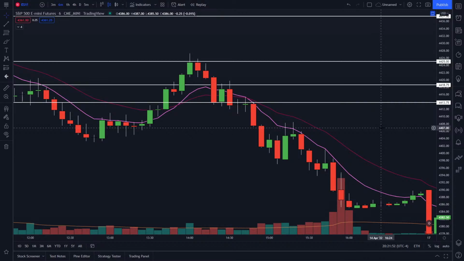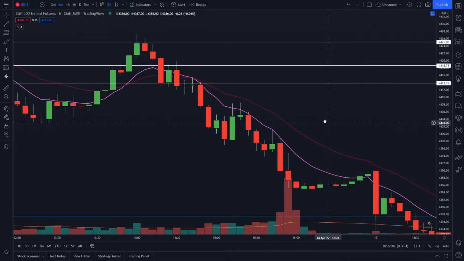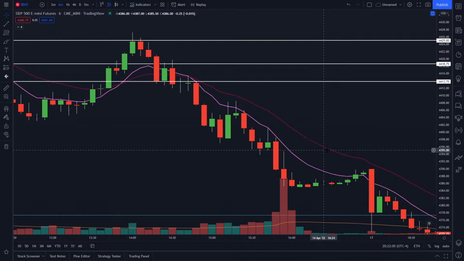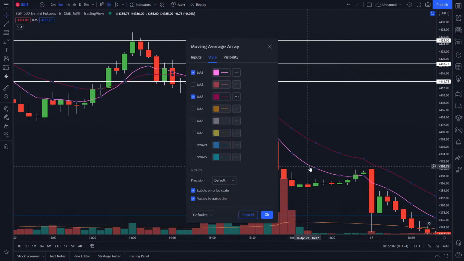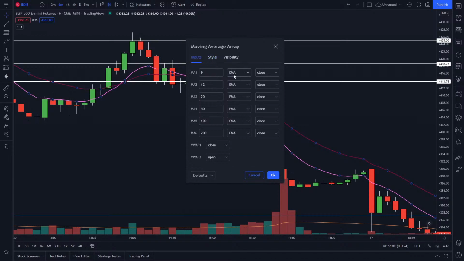I want to open up real quick if anybody has any questions. I'm going to switch over to YouTube real quick and see what are my settings on the EMA line. It's just a 9 EMA. Just a default 9 EMA to close. That's it.